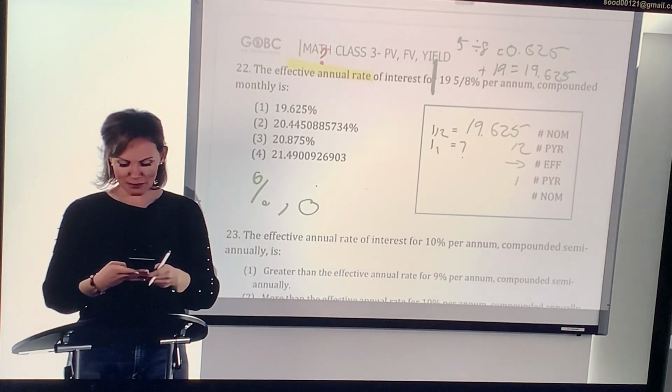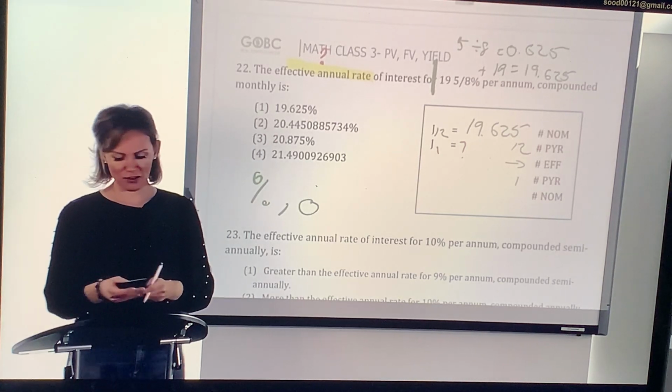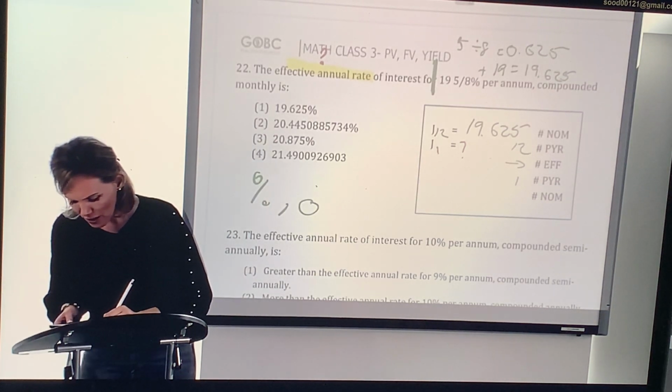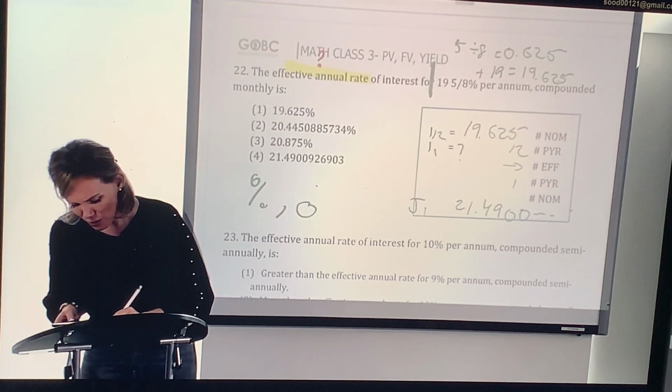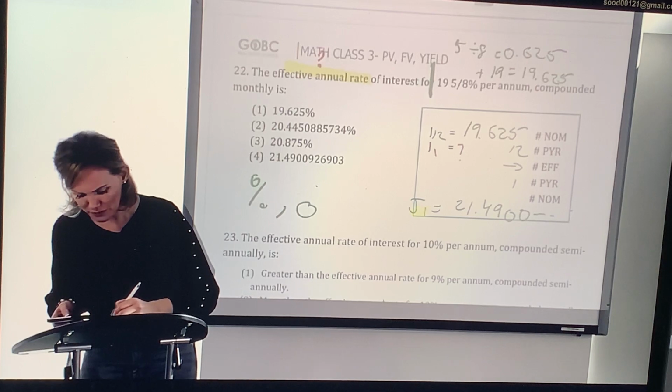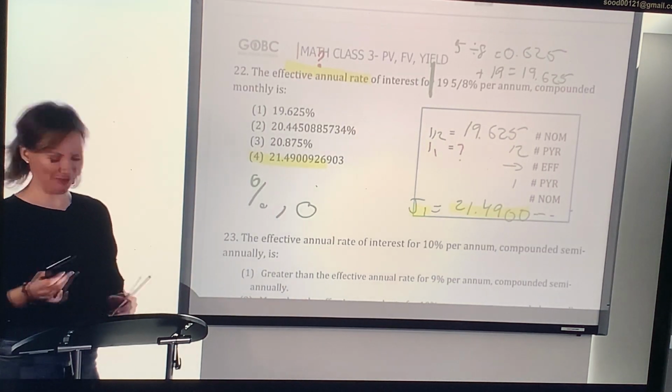Okay, so 19.625 shift norm, then 12 shift PYR, shift effective. And mine came up to 21.4900, blah, blah, blah. That is a J1 because my PYR is 1. So that should be option number 4.